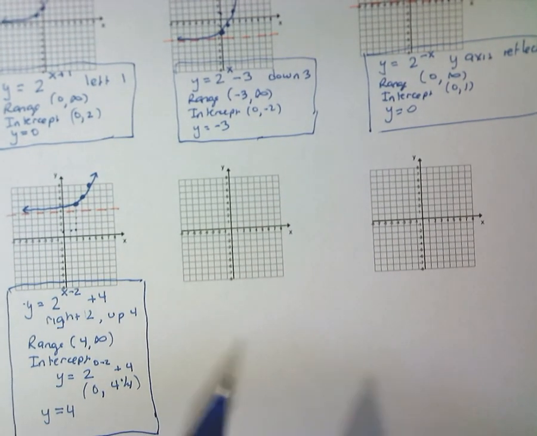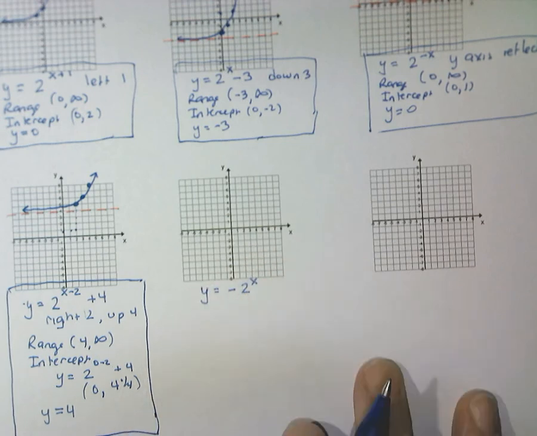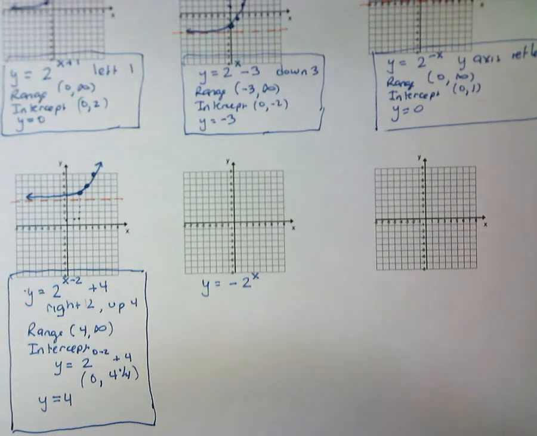Let's do y equals negative 2 to the x power. Negative 2 to the x power is going to be an x-axis reflection. I'm changing the y value. Think of it, most of you do very well when you talk about quadratics, and you know if you put a negative in front of the x squared, it flips it upside down. Same thing's going to happen here.